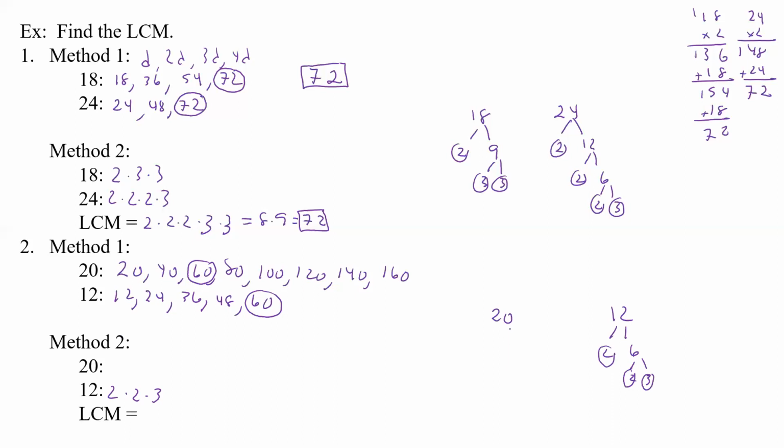Now, 20 is not too slow either, because that's 2 and 10, and then that's 2 and 5. So we have 2, 2, and 5. So our LCM, well, we have 2 2's in each case, so that's the most, times a 3, times a 5. So 2 times 2 is 4, times 3 is 12, times 5 is going to give us 60. And so we get 60, again, no matter which way.